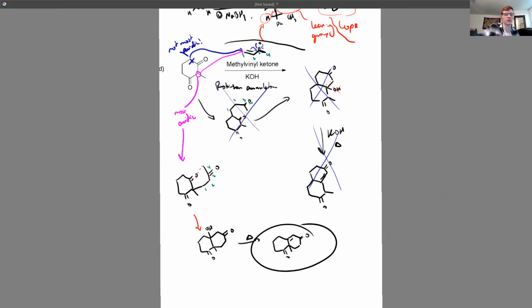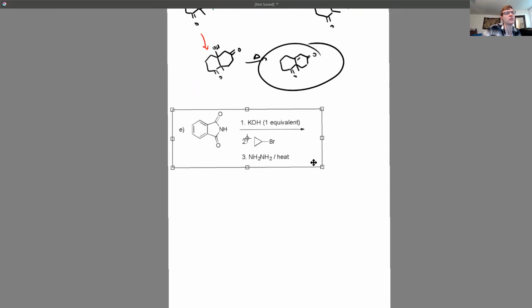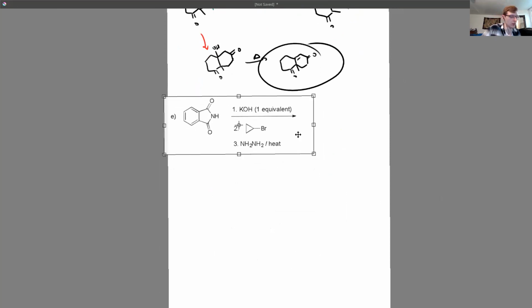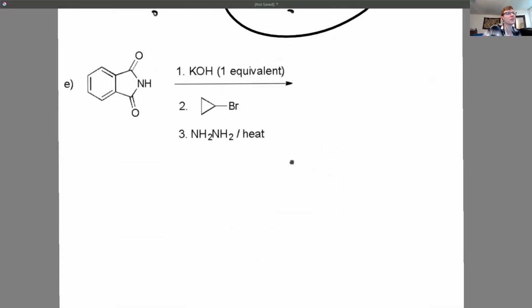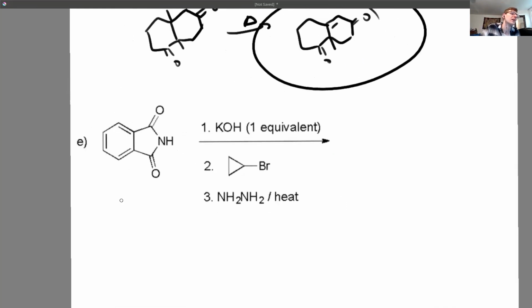Let's paste. And oh, it's right here. Excellent. Great. Well, there's no slowing down, so let's keep going, right? We have this thing, which is phthalate, I think, right? And then we're giving it base, and then this freaky little guy, and then hydrazine.